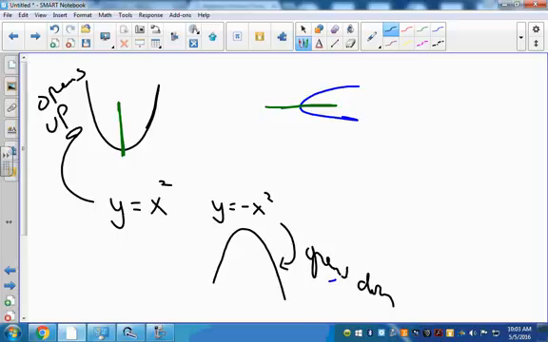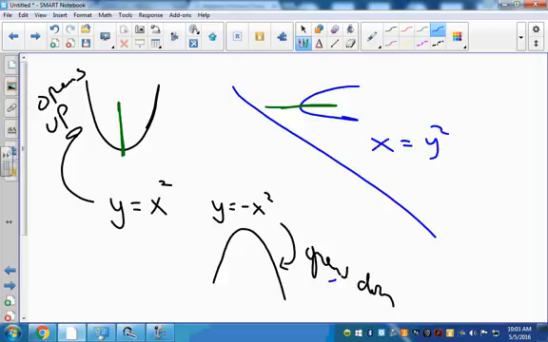To distinguish the two types, vertical axis of symmetry or horizontal axis of symmetry, we should probably just discuss briefly right now. This is x is y squared, opens right. And this would be x is negative y squared, opens left. I'll talk about those in just a little bit, but I'm going to start with the ones that are functions.